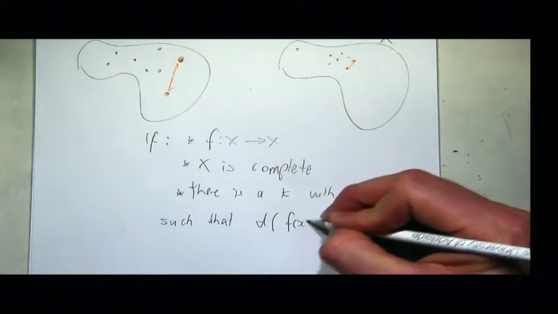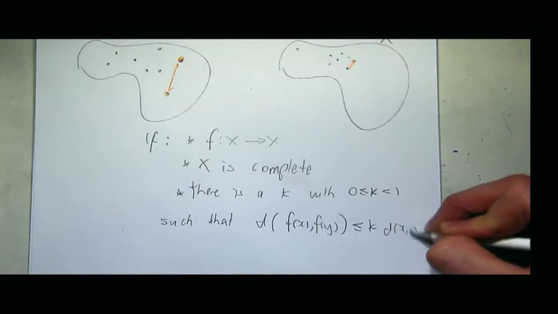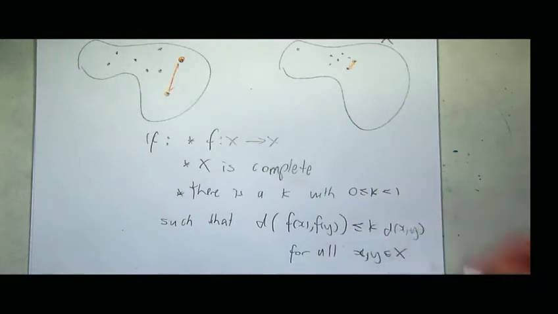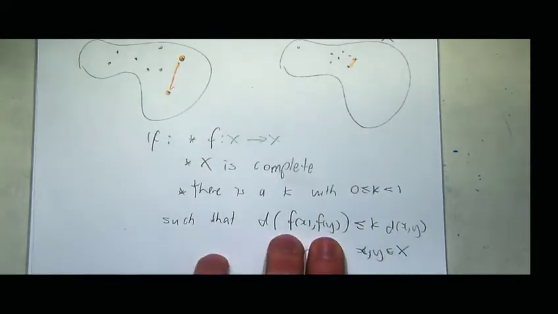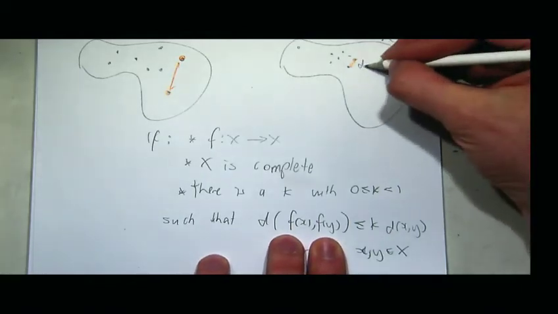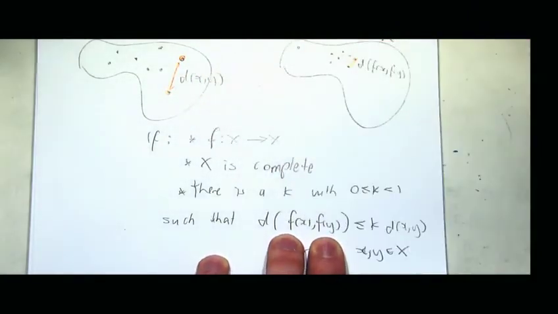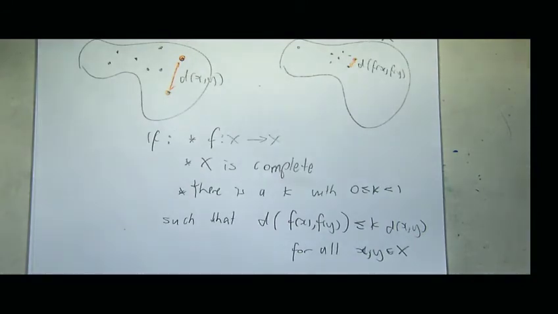d of f of x, f of y is less than or equal to k times d of x, y for all x and y in X. Okay, so that's what I'm saying, the fixed percentage, right? They don't have to actually be 80%, but there has to be a limit. That's my k. That's the limit of what the percentage could be. So the distance after you've done your function between those 2 points, this here is my distance between f of x and f of y, and this is my distance between x and y. The distance after is less than or equal to k times the distance before, and there is a k that you can find that it'll definitely be no more than 80% of the distance before.